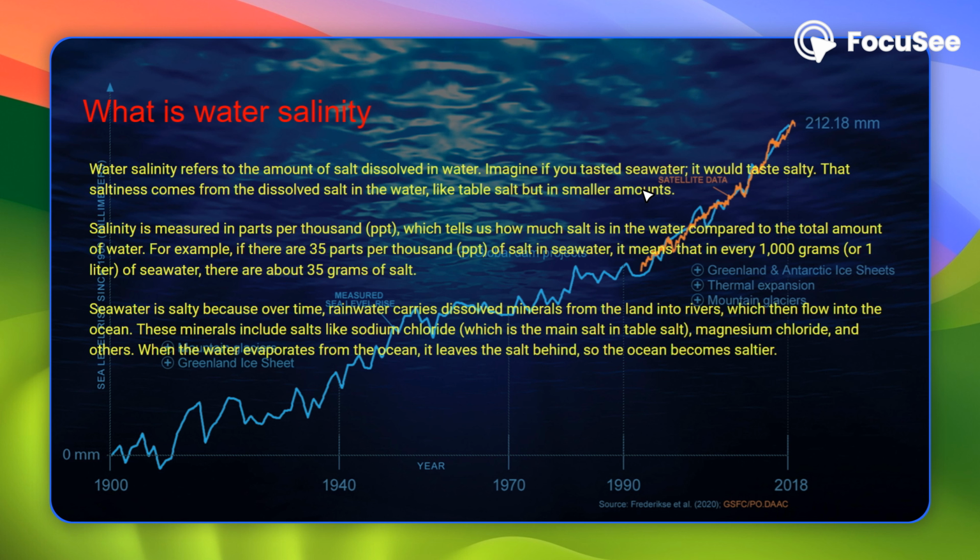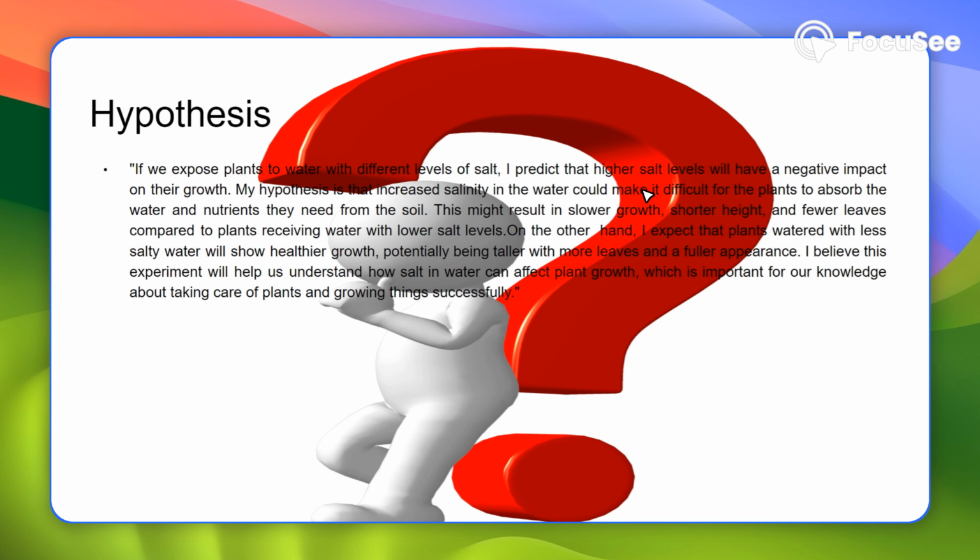Next, the hypothesis. If we expose plants to water with different levels of salt, I predict that higher salt levels would have a negative impact on their growth. My hypothesis is that increased salinity in the water could make it difficult for the plants to absorb the water and nutrients they need from the soil. This might result in slower growth, shorter height, and fewer leaves compared to plants receiving water with lower salt levels.